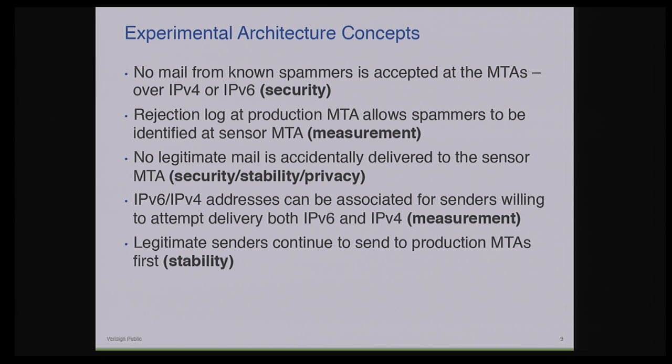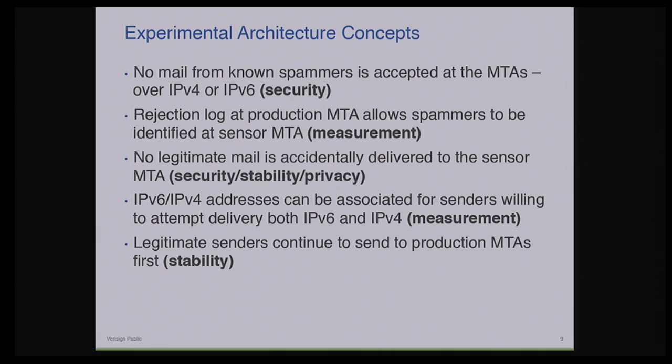And then, of course, because you have dual stack connectivity, the senders have the opportunity to send to both IPv4 and IPv6 and detect that connectivity at the sensor MTA. And then, of course, legitimate senders who are not blacklisted are going to try the primary MTA first. They won't even know that something is different about your architecture. And in the worst case, where there is some type of connectivity issue, they'll just get rejected at the other one, so you don't have this delivery attempt.